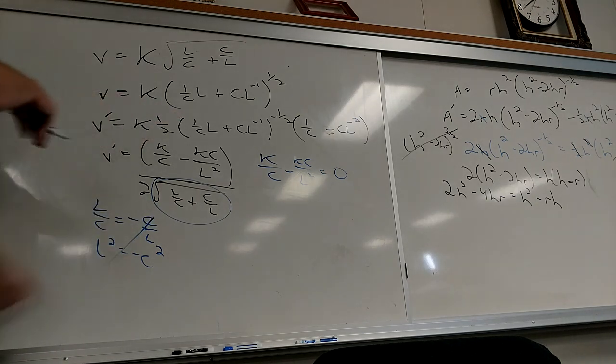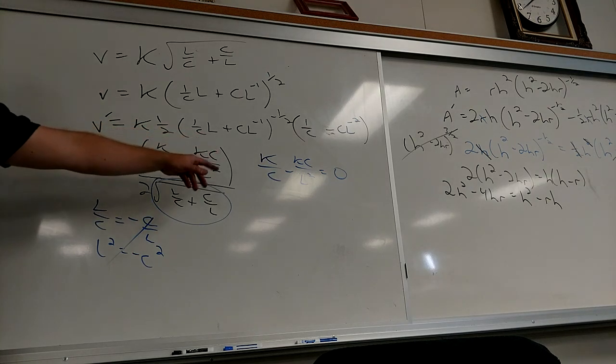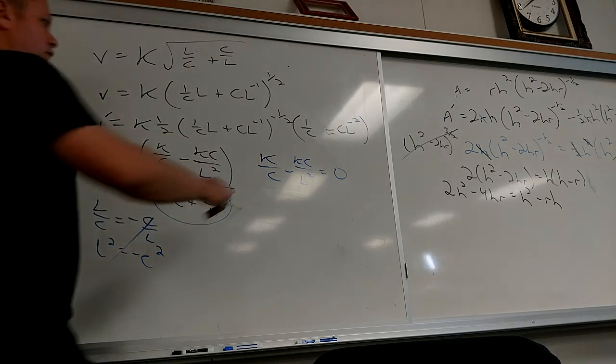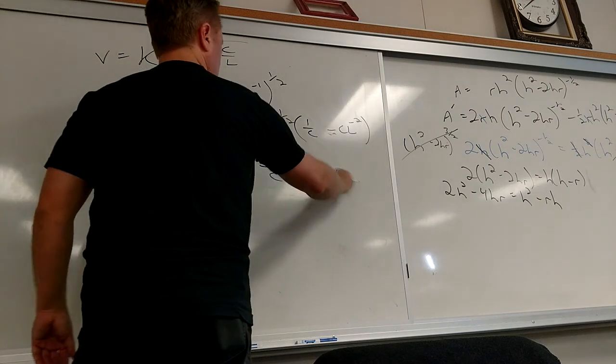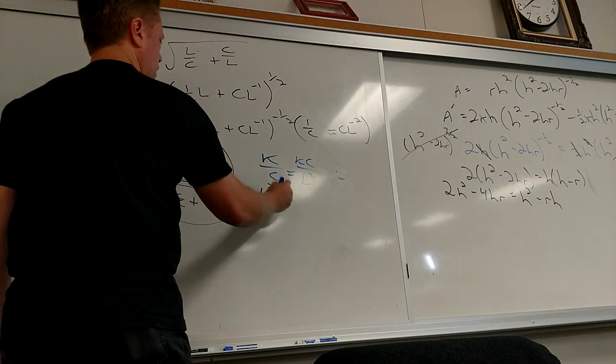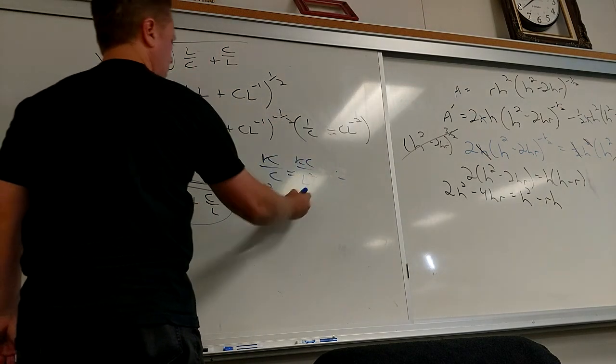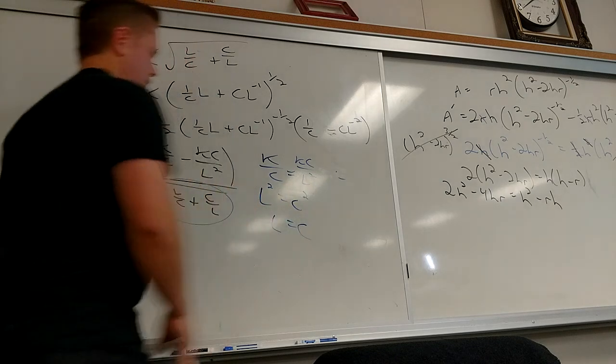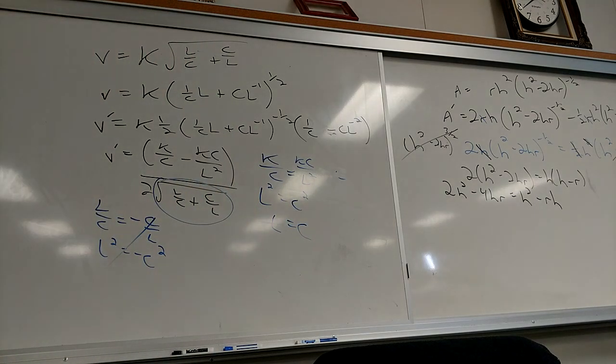And then that is a very simple little equation to solve for L. If I add that over, multiply by L squared, divide by K, multiply by C, L equals C. So whatever that C constant is, it seems to be the length of the wave that makes the velocity minimum. Possibly. I still have to check to see if that really would be a minimum.